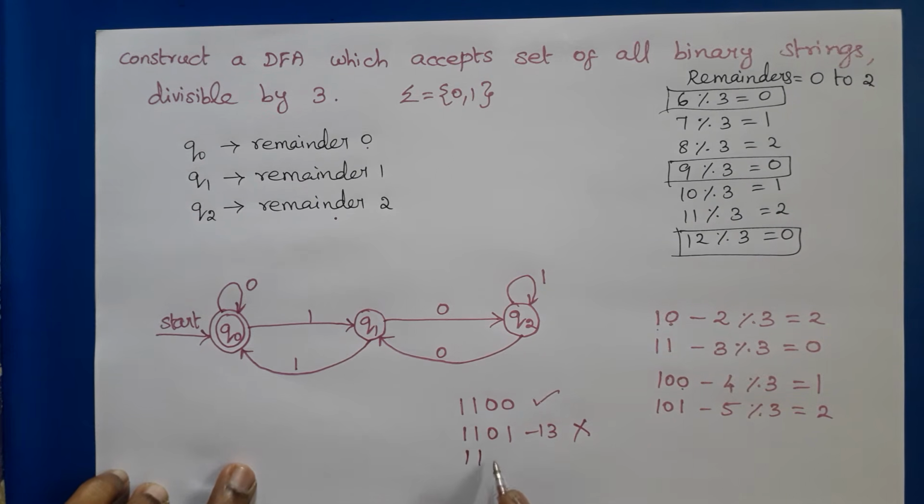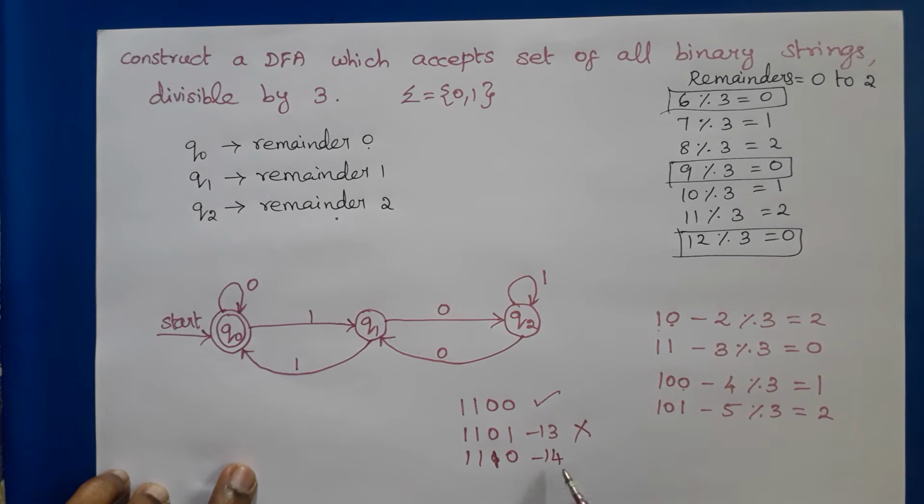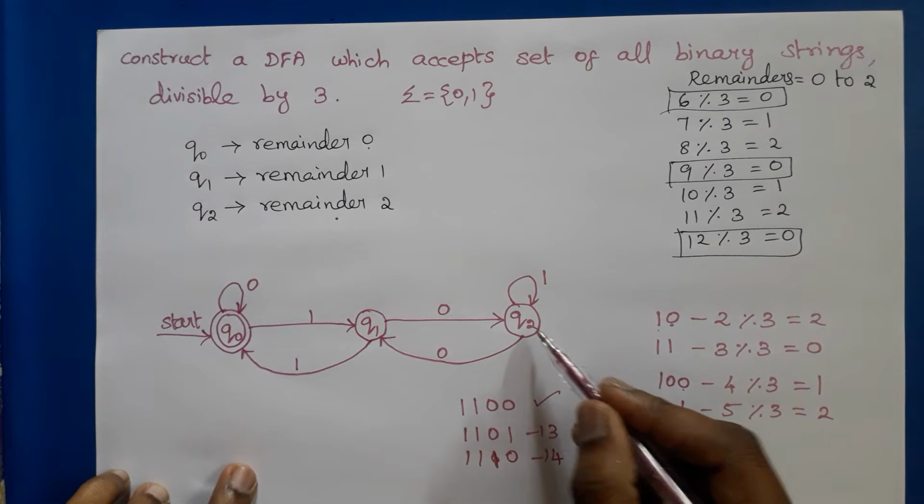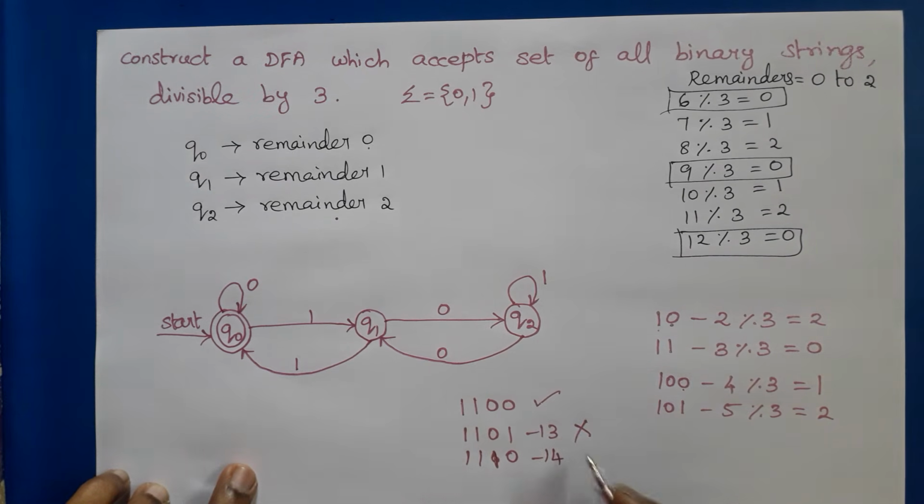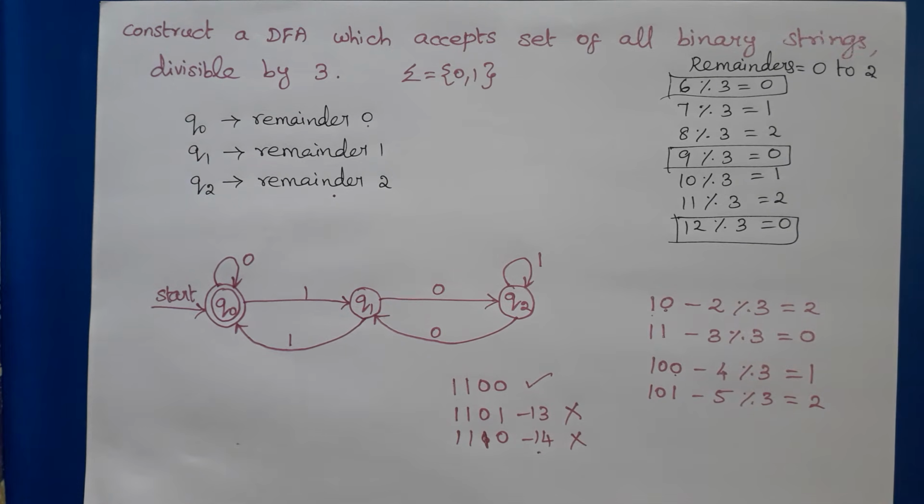Similarly, if you consider 14, 14 means 1110. When we divide this number by 3, we will get the remainder 2, so we will end with Q2. Q2 is also not a final state, so it is also rejected by our DFA. So we can construct DFAs for binary strings divisible by 4, 5 also in a similar way. Thank you.